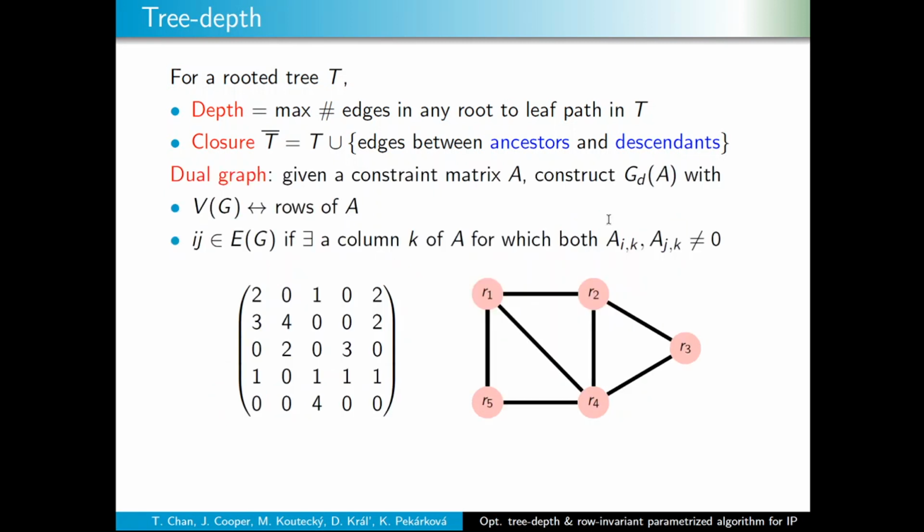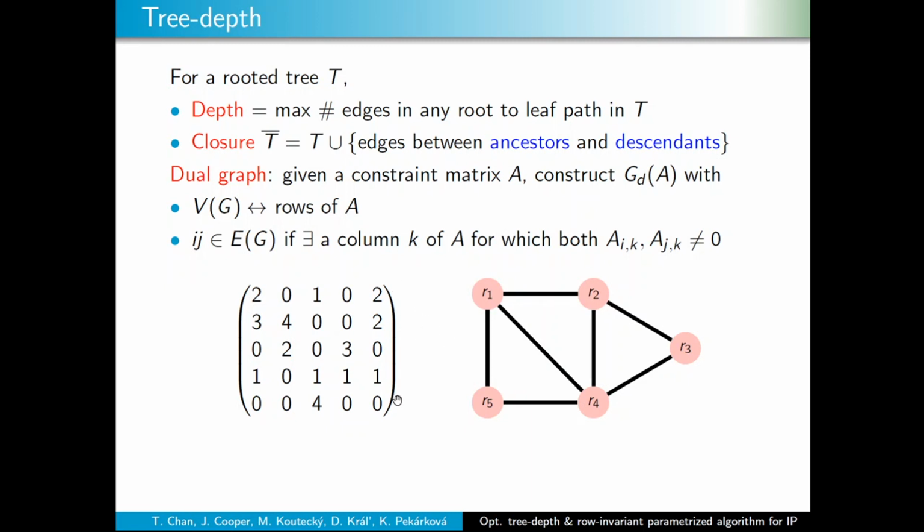Moving on, given a constraint matrix A, we define the dual graph as follows. What we do is we associate each row of A with a unique vertex and join 2 vertices I and J with an edge if there is a column in A whose entries in row I and J are simultaneously non-zero. So this is best illustrated by example.